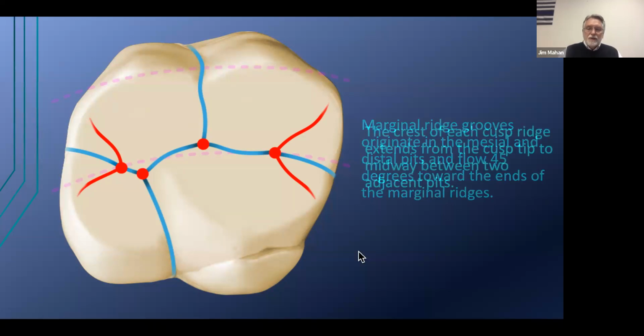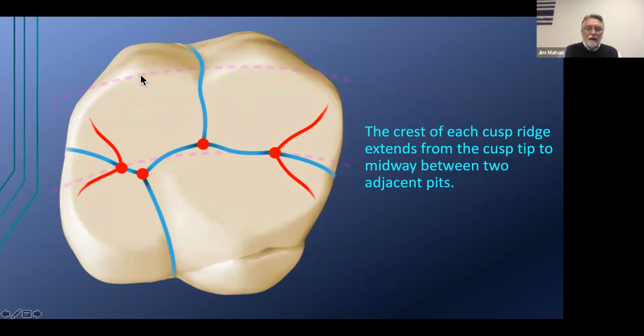So in order to determine where the other grooves go, the crest of each ridge extends from midway between the cusp tip and 2 adjacent pits. These adjacent pits either have to be on the line or on the side that the cusp ridge is on. Now, the reason that we do this is that when we're establishing a standard and a stable reference, a precisely defined objective is extremely important.